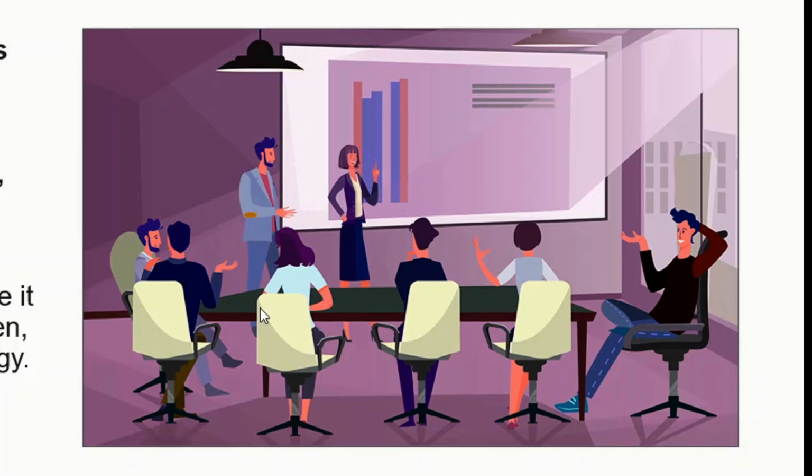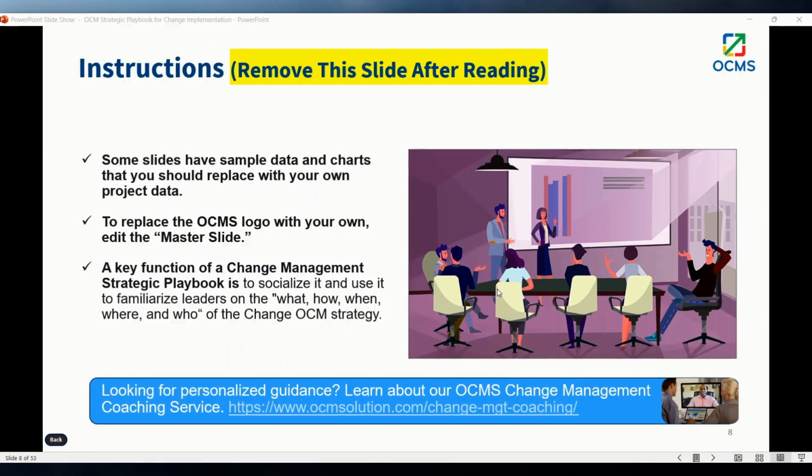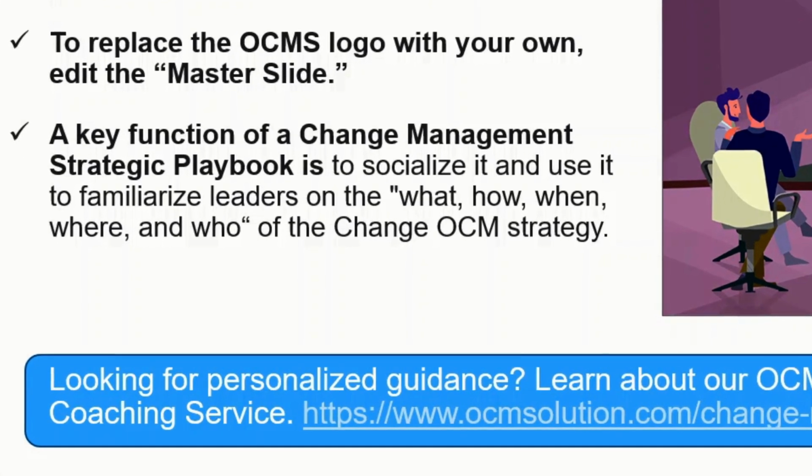Okay. Now, a key function of a change management strategic playbook is for you to socialize it with your leadership and your stakeholders to say, here are our strategies for how we plan to do change management for this project or for that program. The difference between a change management strategy and a change management plan is this. A change management strategy says, we are going to do something. We are going to do communications. We are going to do a hybrid communication. How you do that hybrid communication, step by step, is a change management plan.